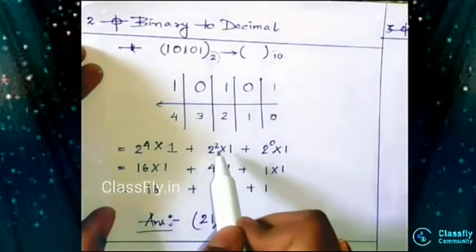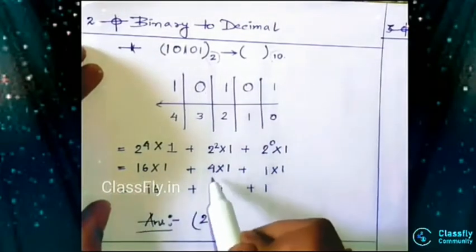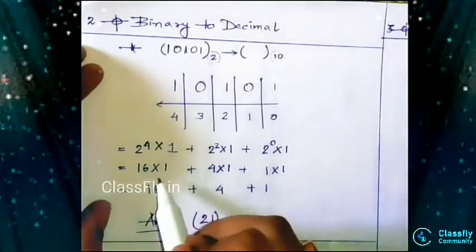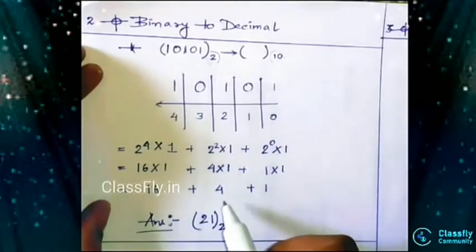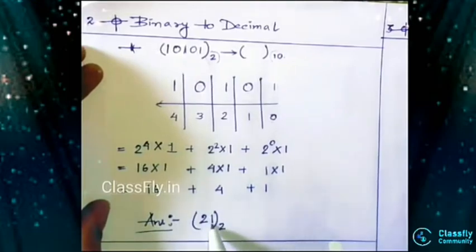Now we will do 2 to the power 2 and 2 to the power 0. 2 to the power 4 means 16. 2 to the power 2 means 4. 2 to the power 0 is 1. 16 into 1 is 16. 4 into 1 is 4. 1 into 1 is 1. And so the answer is 21.